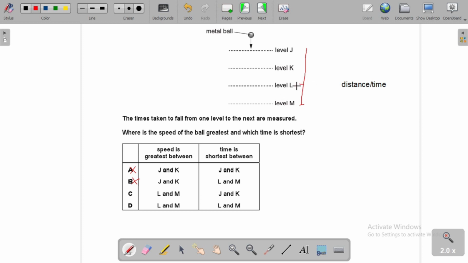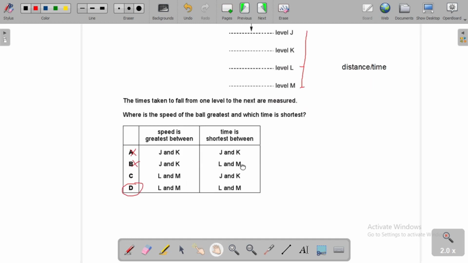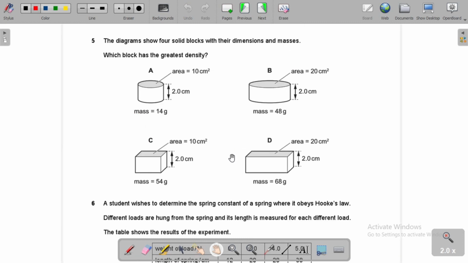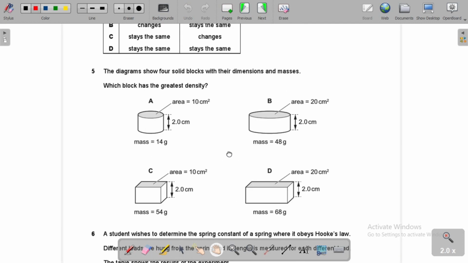Now let's look at when the time is shortest. J and K, the time cannot be shortest here because it is still moving until when it gets to this place. So L and M, that's where the time will be the shortest. In fact, where we have the greatest distance, that's where we are going to have the shortest time based on this relationship. So the answer here is D. Let's go to the next question. And that should be number 4.